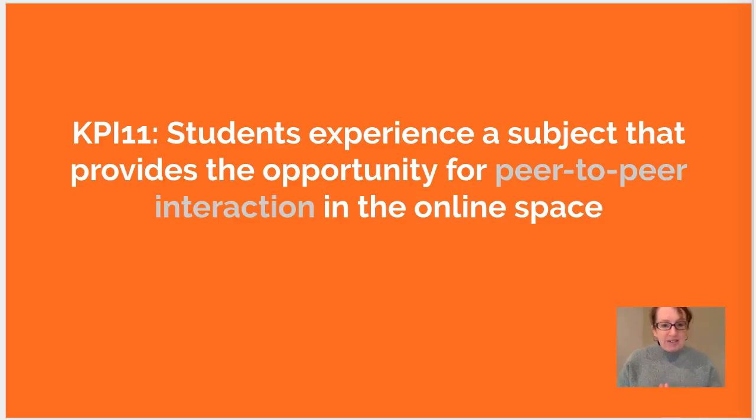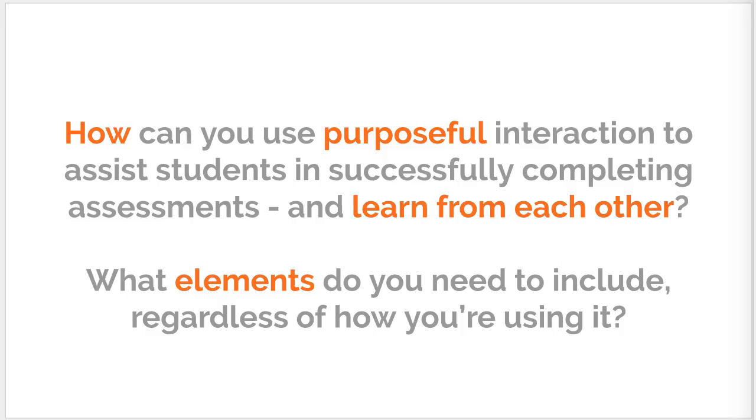So KPI 11, this is the second online QLT standard. It says students experience a subject that provides the opportunity for peer-to-peer interaction in the online space. Again, breaking that down, there's two really important things that you need to think about in relation to this one. First is, how can you use purposeful interaction to assist students in successfully completing assessments and learn from each other?